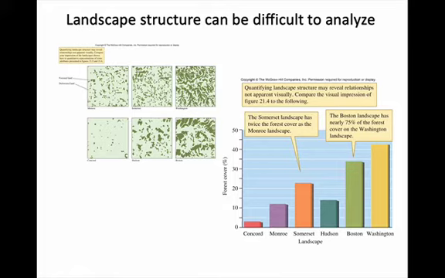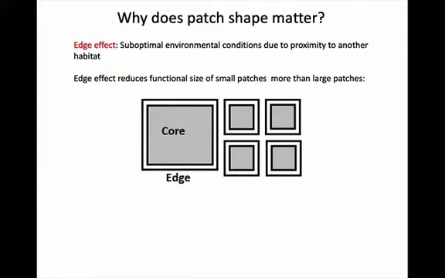Fortunately, modern methods of satellite imagery and geographic information systems are tailor-made to analyze these kinds of patterns. And landscape ecology uses these tools as its main methods of investigation. So let's just ask why patch shape matters. Okay, it's because of edge effects.